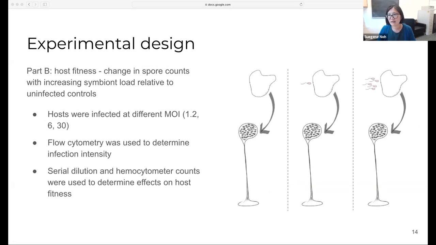Okay. So next we looked at host fitness, and this will help us get a better understanding of what happens when we have newly infected hosts as a result of symbiont transmission. To do this, we did a very similar experiment, but we were essentially looking at hosts, exposing them to these different MOIs of Burke, and then checking their fruiting bodies to see what the infection frequencies were, and then how many spores we are able to count in these fruiting bodies as a measure of host fitness.